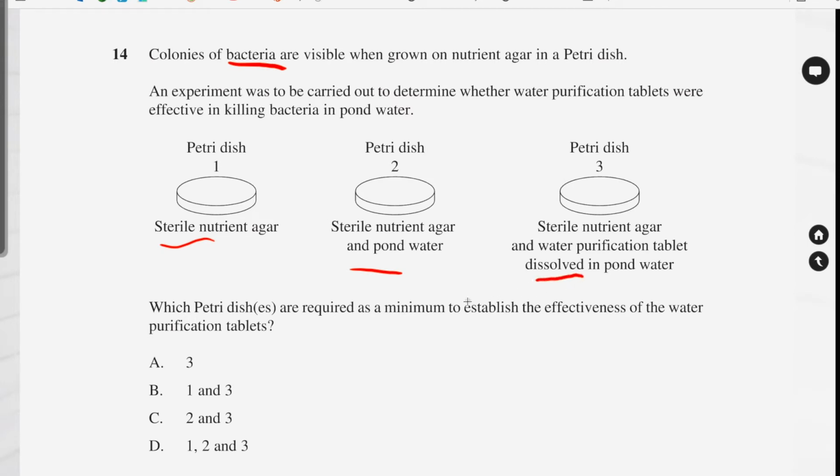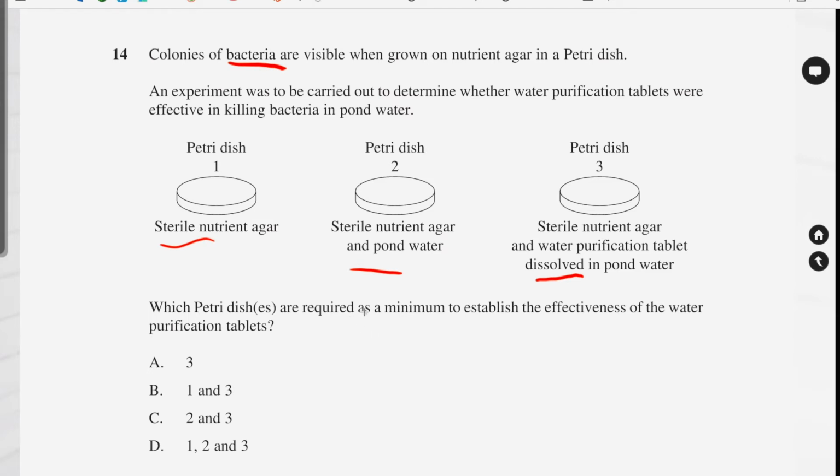So what we have to do is establish which petri dishes we need to establish the effectiveness on water. And a little bit of procedural understanding is needed here.